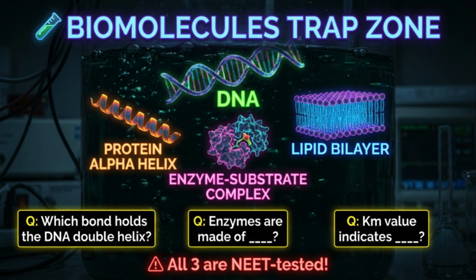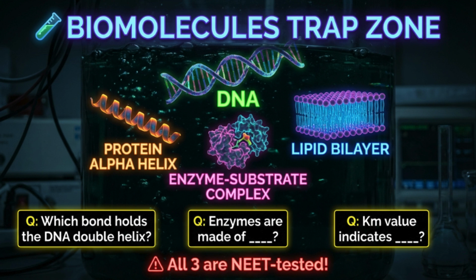Active recall time. First, what type of bond holds the 2 strands of the DNA double helix together? Hydrogen bonds, not covalent, not ionic. The backbone has covalent bonds, but the strands are held by hydrogen bonds between base pairs. Second, enzymes are made of protein, specifically globular protein, though some RNA molecules called ribozymes also have enzymatic activity.